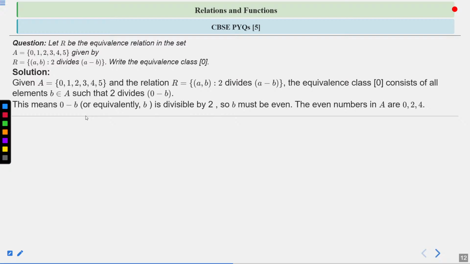So b must be even. See, 0 is also even. So the even numbers in A are 0, 2, 4. Therefore, the equivalence class of 0 will be {0, 2, 4}. Clear?